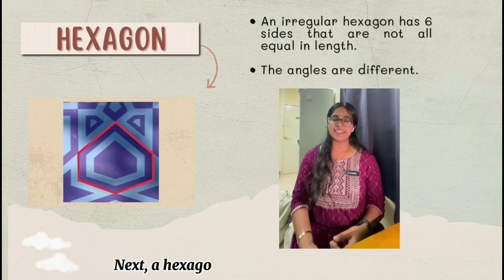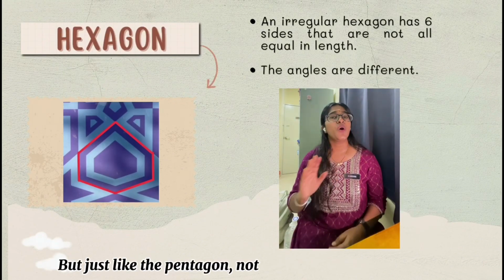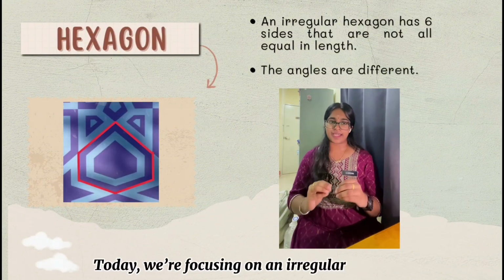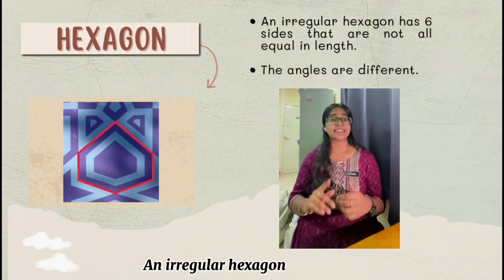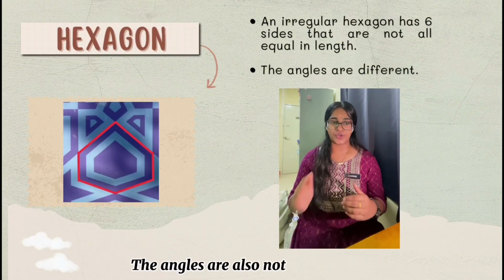Next, a hexagon is a polygon with 6 sides. But just like a pentagon, not all hexagons look the same. Today, we are focusing on an irregular hexagon. An irregular hexagon has 6 sides that are not equal in length. The angles are also not all the same.